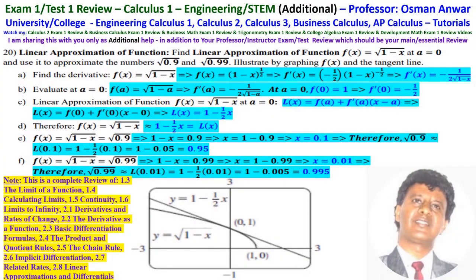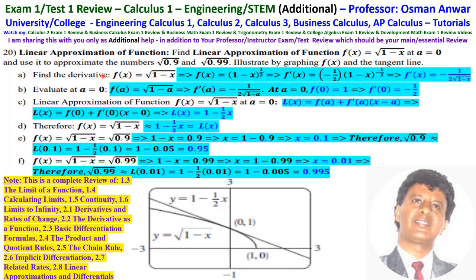Number 20 is linear approximation of function. Find the linear approximation of the function f of x equals square root of 1 minus x at a equals 0, and use it to approximate the numbers square root of 0.9 and square root of 0.99. Okay, and illustrate by graph f of x and the tangent line.